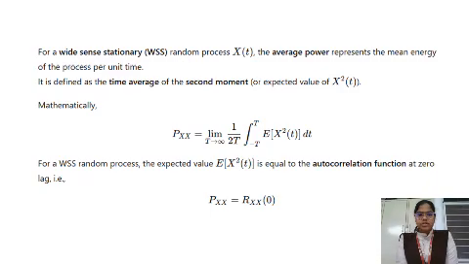For a WSS random process, the expected value of x square of t is equal to the autocorrelation function at zero lag. That is, Pxx equals Rxx of 0, meaning power equals the correlation at 0.